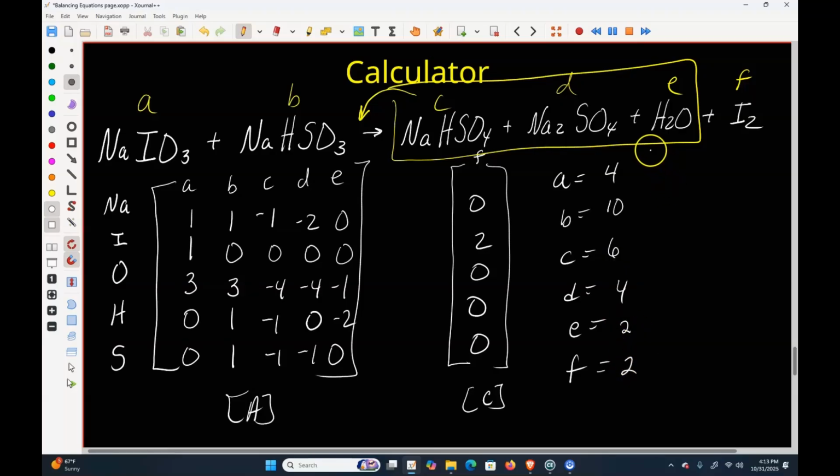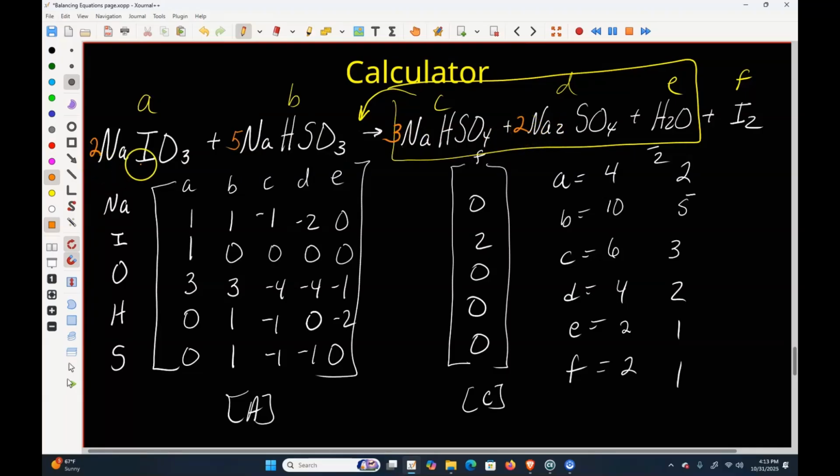So let's divide this by 2. So that means that this is a 2, a 5, 3, 2, 1, 1. So it's 2, 5, 3, 2, 1, and 1. All right, so I have 2 sodiums and 5 sodium, that's 7. 3 plus 4 is 7.